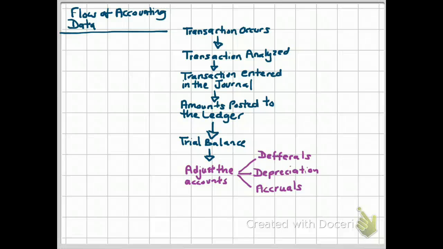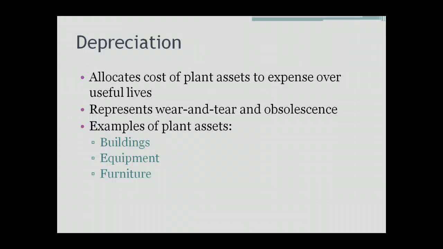The next type of adjustment we're going to talk about is called depreciation. Depreciation is a term we use to describe the allocation of cost of an asset over its useful life. We only depreciate long-term assets such as buildings, equipment, and furniture, and the depreciation represents wear and tear and obsolescence of the equipment. Buildings, equipment, and furniture don't last forever, so it does not make sense for us to keep that cost that we paid for it forever.